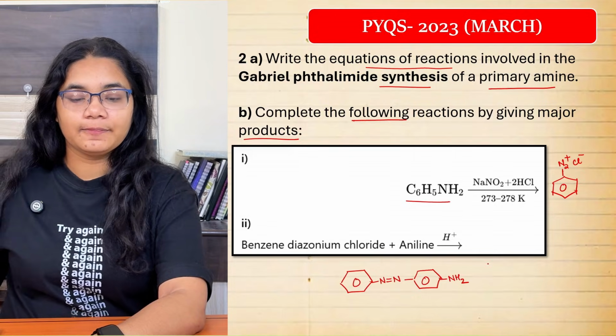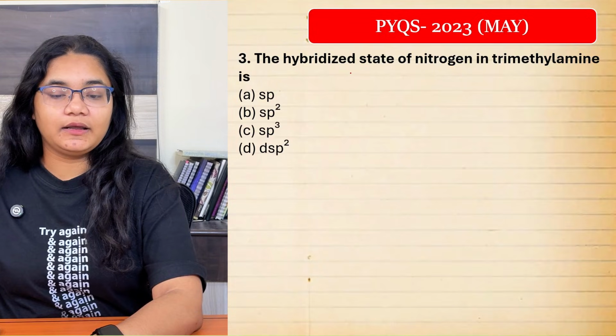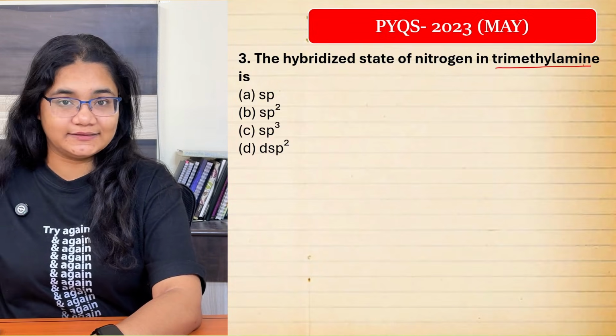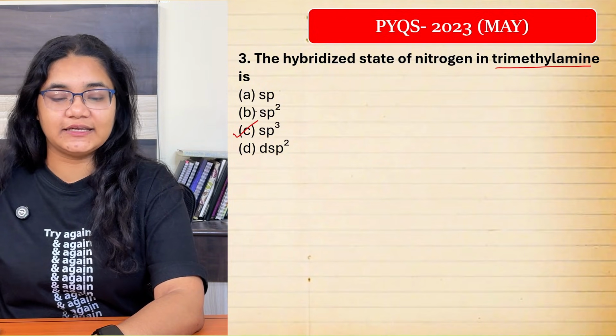Okay, now coming to the next question, 2023 May paper, the hybridized state of nitrogen in trimethylamine is, okay, hybridized state. So that is sp3, option number C here again.